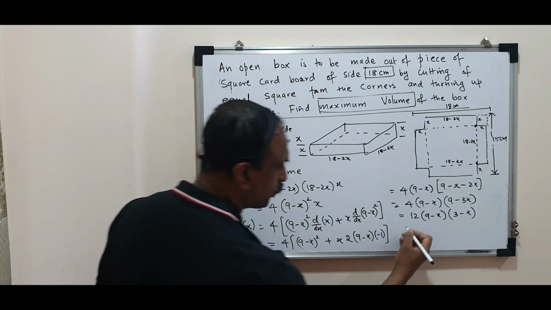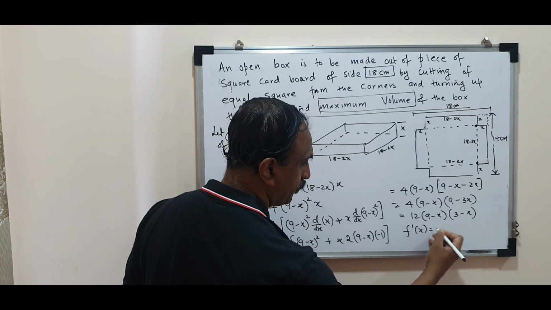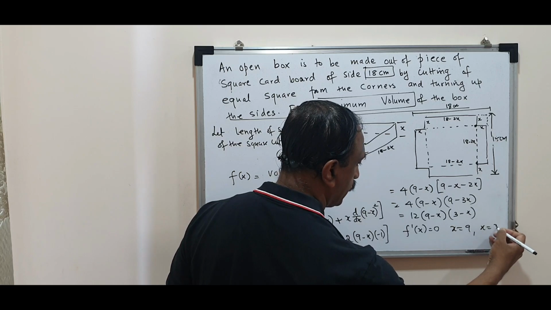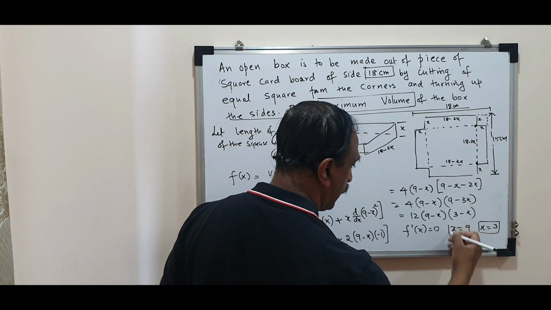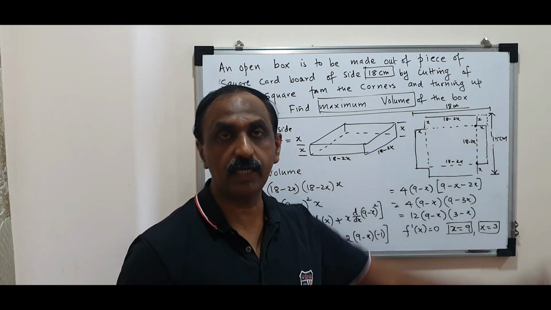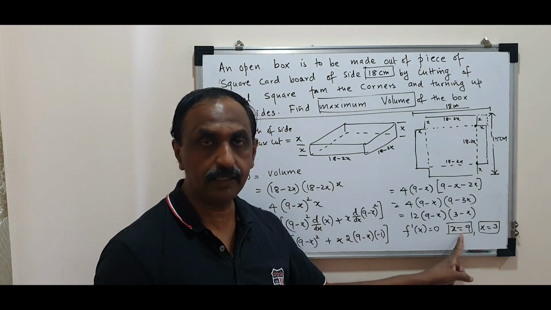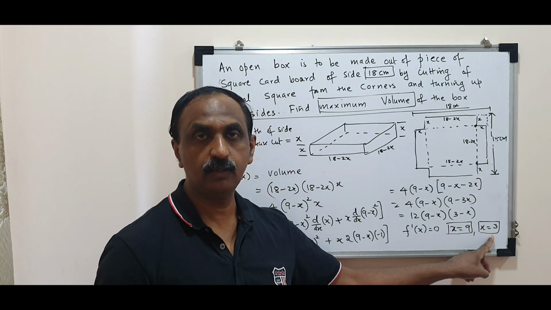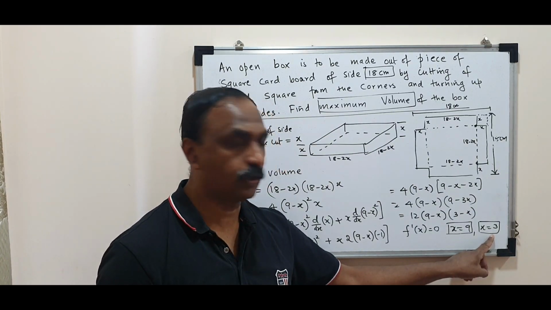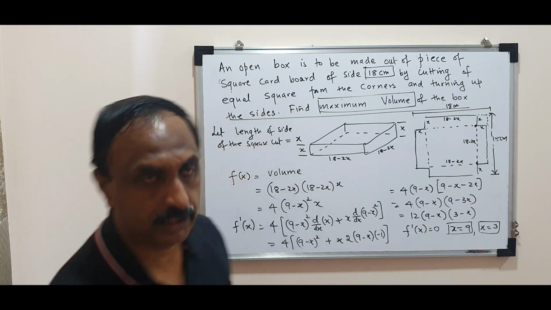So f dash of x will be 0 if x equal to either 9 or x equal to 3. Now if x becomes 9, the length of the side of the square becomes 0, so you can delete this. So now we'll take only x equal to 3 and check whether the second derivative at x equal to 3 is going to be positive or negative.